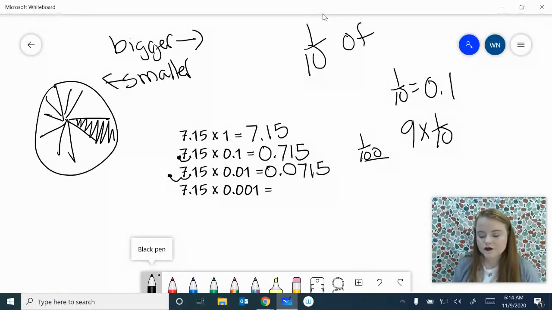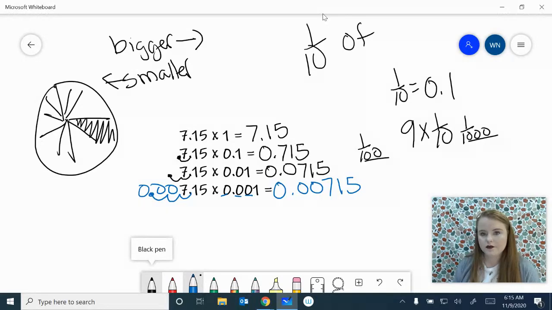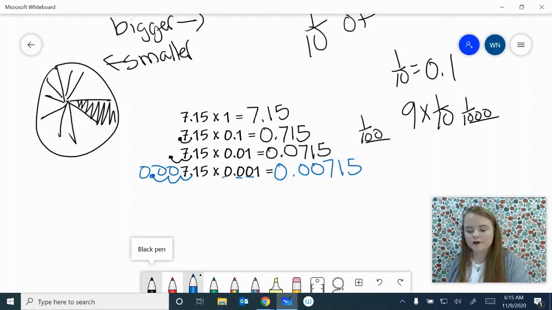Let's do another one. We've got 7 and 15 hundredths times 1 over 1,000. So that would be 1 over 1,000. There are 3 zeros there. Now, I know that can be a little bit confusing because it seems like we should move it twice because there's 2 zeros behind the decimal and in front of the 1. But in reality, we're counting all 3 zeros. 1, 2, 3 zeros there. So we're going to move it 1, 2, 3 places. Add our zeros in. 0 and 0, 0, 7, 1, 5. That was a little confusing, so let's do a couple more.